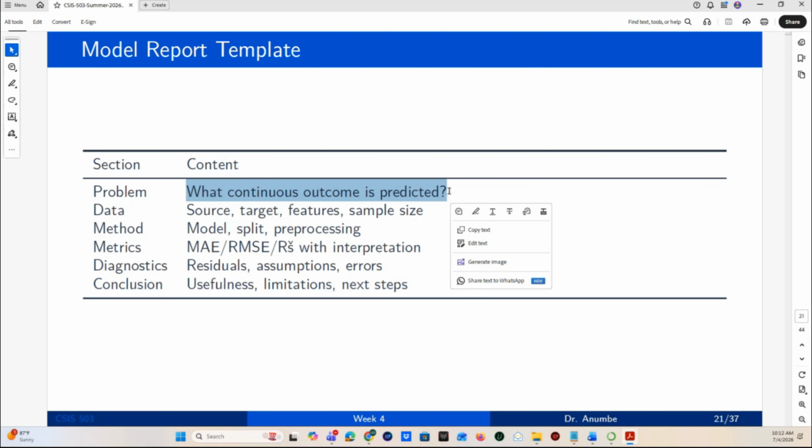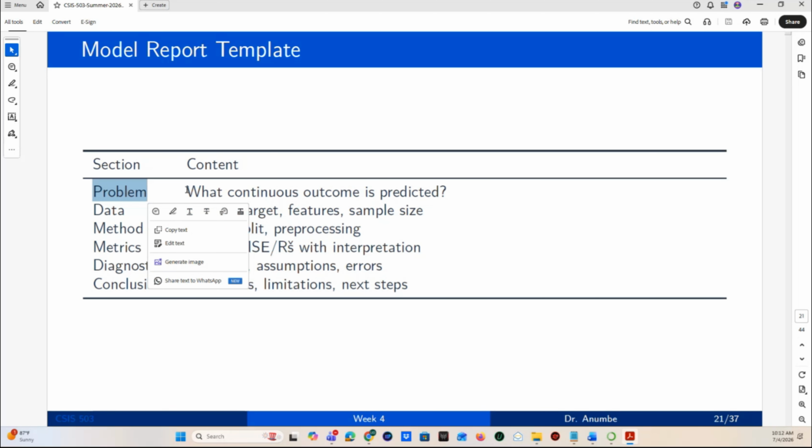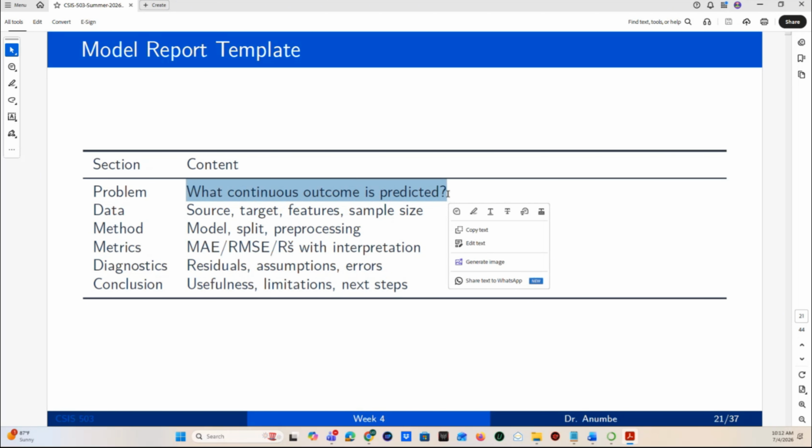And the difference between what I predict and what the actual value turns out to be will be statistically insignificant, right? So if I want to write a report like that, the first thing is to identify what the problem is: what continuous outcome am I trying to predict? The next thing is to state my data sources, the source of the data, the targets, the features, and the sample size. All of that should be captured there.